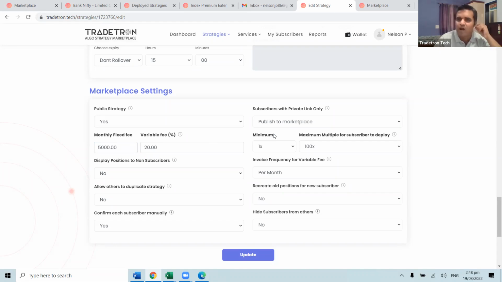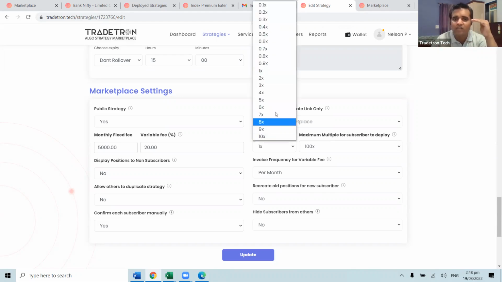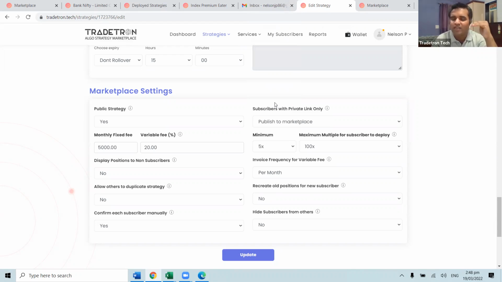Now next is this part. This is the minimum maximum multiplier. So here you can decide if you want to allow your clients to deploy this particular strategy only up to a certain multiplier level. So multiplier, you know, right? When we say 1x multiplier, if you have created a strategy that is buying one lot of Bank Nifty option, then on 1x multiplier, it will be buying one lot only. But if I change this to say 5x, then instead of buying one lot, this strategy will buy 5 lots of Bank Nifty option. So it is basically multiplying the quantity in which you are trading.